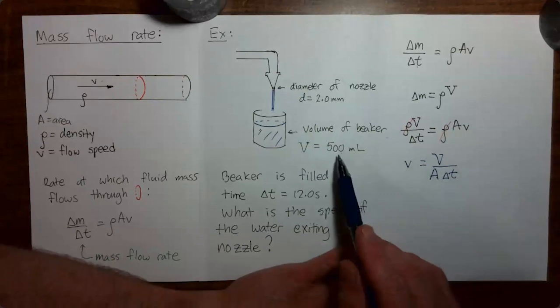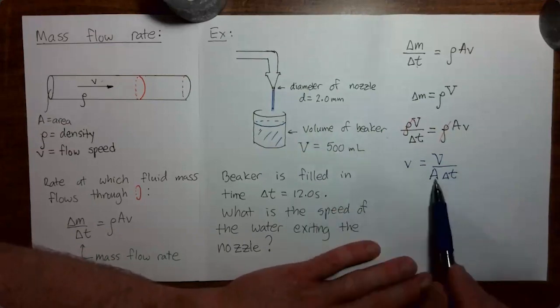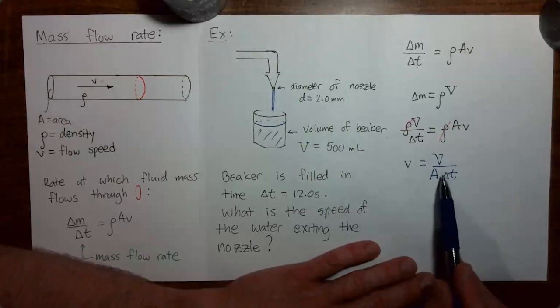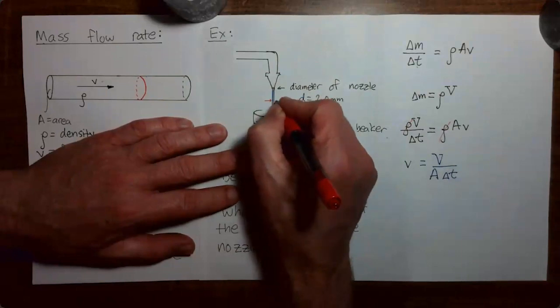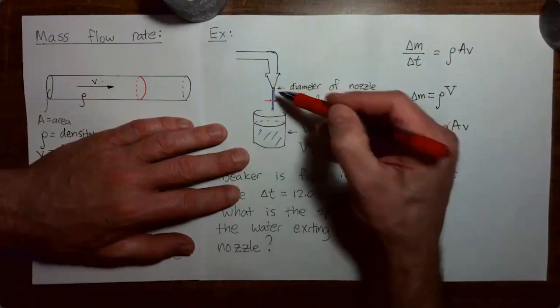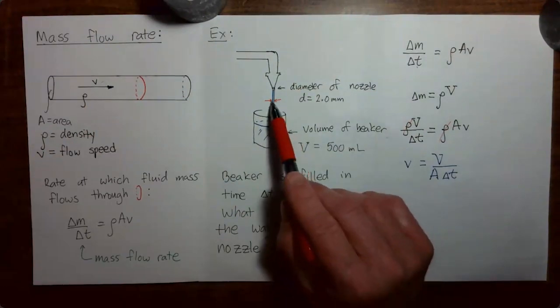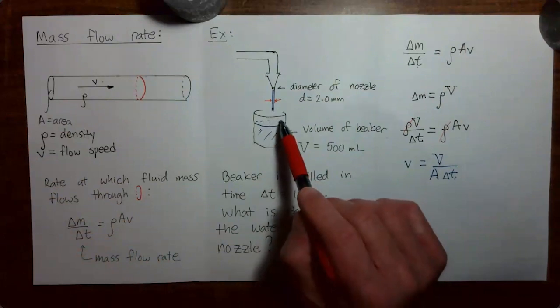Now the volume is given, 500 milliliters. The time interval is given, 12 seconds. So what area are we talking about? This area refers to the cross-sectional area of that stream which is coming out of the nozzle. How can we get the cross-sectional area of that stream of water coming out of the nozzle?